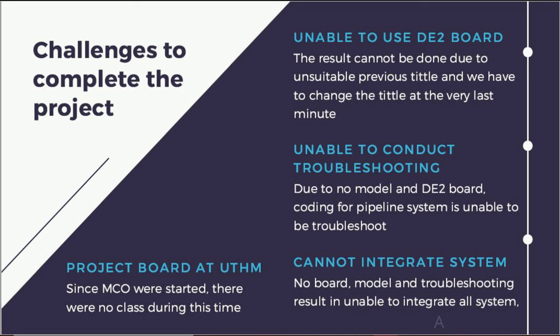The challenges that our group faced during this project are, first, the project board, which is the E2 board at UTHM. Since MCO started on 18 March, there was no class at UTHM and we were unable to use the board to complete our project. Therefore, we had to change the title of our project due to this problem. Next, we are unable to conduct troubleshooting. The coding of the pipeline system is unable to be troubleshot due to no model and board. Lastly, the system cannot be integrated. No board model and troubleshooting resulted in being unable to integrate all systems.